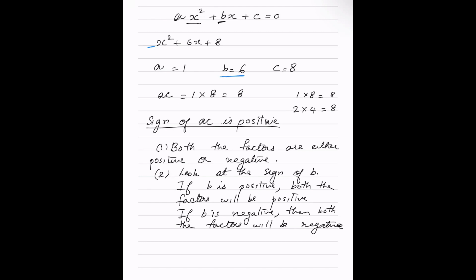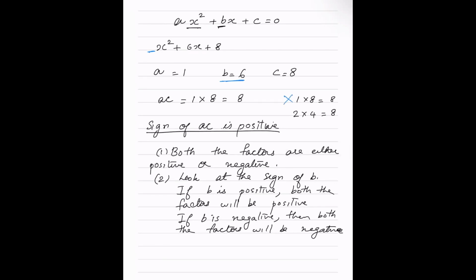So I have identified the factors: 1 into 8 or 2 into 4. Which one should I take? Which one will be suitable here? I need to add the factors and that should give me B. When I add 1 and 8, I get 9. So 1 and 8 I cannot use because the B term is 6. But when I add 2 plus 4, I get 6. So 2 and 4 are the factors that I need to consider here.